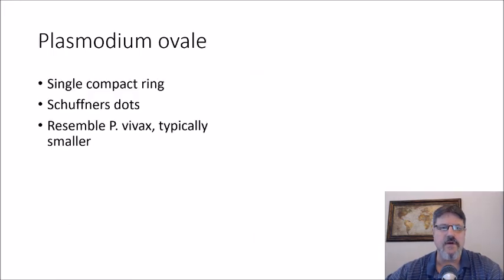And the last one is Plasmodium ovale. Very, very similar in appearance to Plasmodium vivax, but they're typically a little bit smaller. So you'll still see Schüffner's dots as you would with Plasmodium vivax and a single compact ring. This or Plasmodium malariae are perhaps the most uncommon of the 4 species.